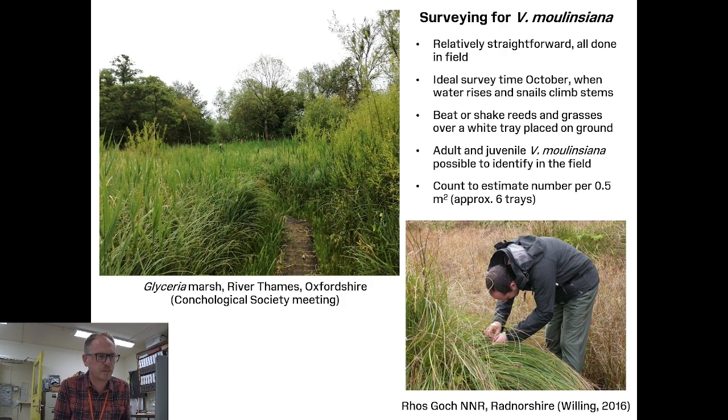Surveying for it is rather straightforward. You can do it all in the field. You don't need to collect any samples and sieve them or anything like that. You can just look closely at the vegetation, or especially at this time of year when the snails are climbing up the stems, beat or shake the reeds over a white tray placed on the ground, and you can simply count the snails in the field and then put them back where they've come from. And if you do a count like that, you can estimate the number that you get per square metre or half a square metre, judging by the number of trays. So actually surveying it and surveying its numbers is relatively efficient.